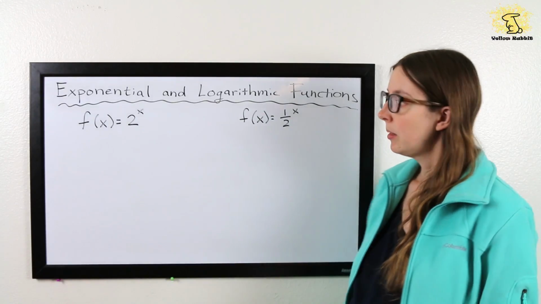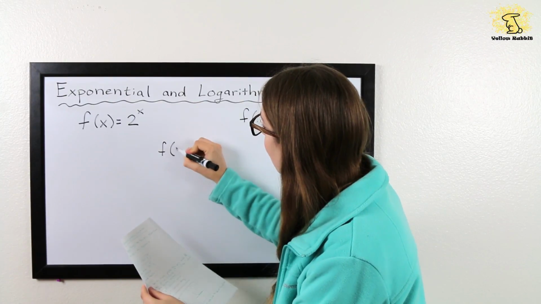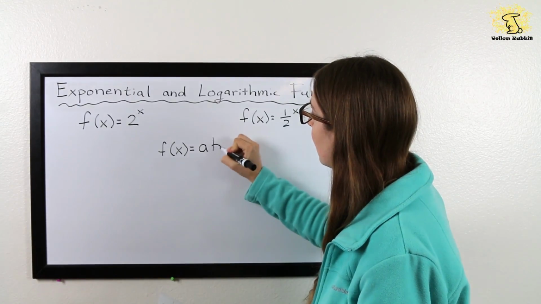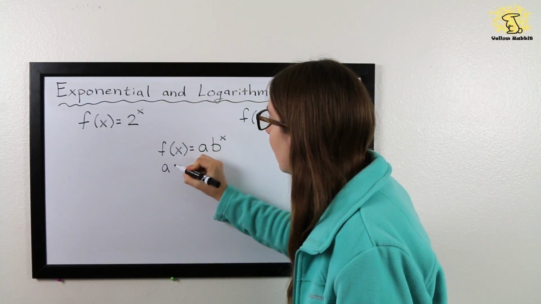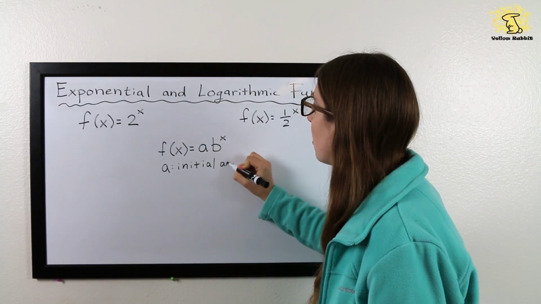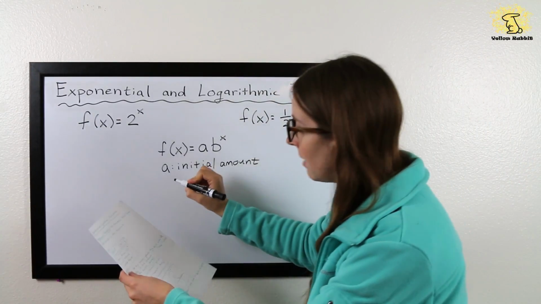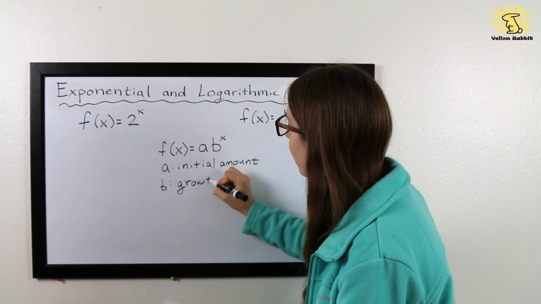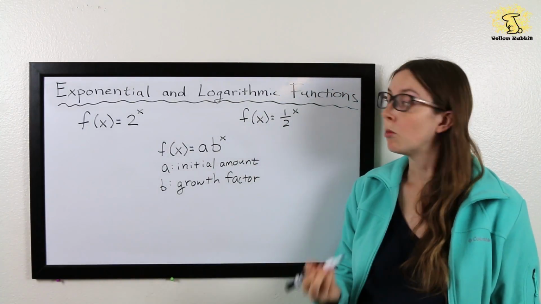In the general form, all exponential equations have a formula that can be written f of x equals a times b to the power of x, where a represents what we can call the initial amount, some kind of starting amount, and b, the exponential base, represents the growth factor. So how quickly that initial amount either grows or decays.